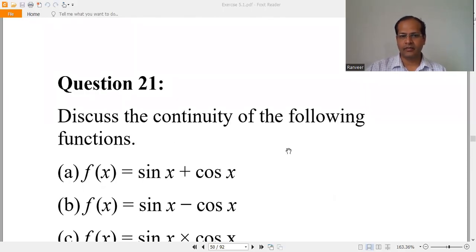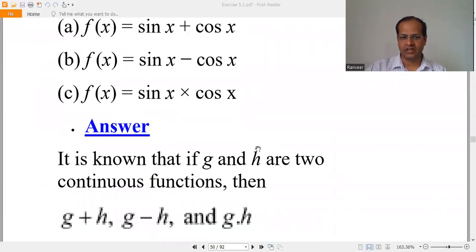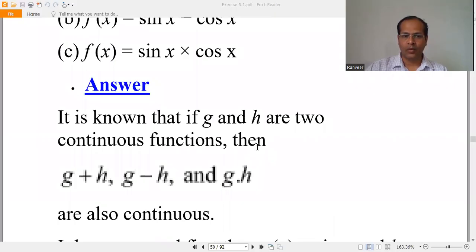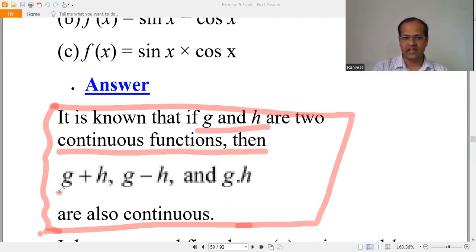Discuss the continuity of the following functions: sin x plus cos x, sin x minus cos x, sin x into cos x. Whenever two trigonometric functions are there, if g and h are two continuous functions, then g plus h is also a continuous function. This is a very, very important theorem, and we have to remember it. Suppose two functions g and h are continuous, then g plus h, g minus h, and g into h are also continuous functions.